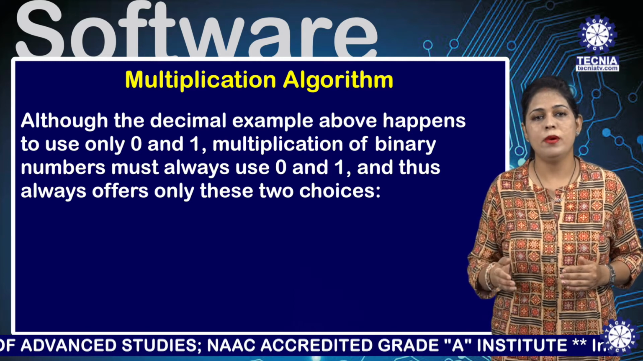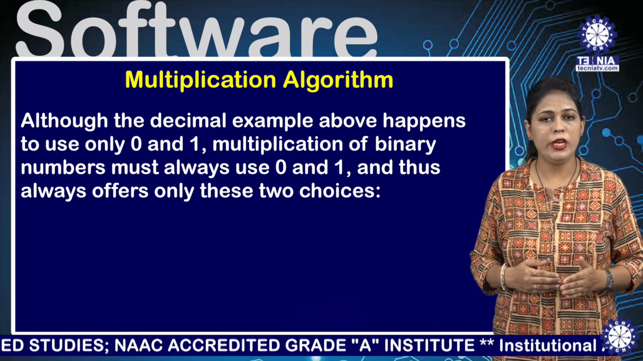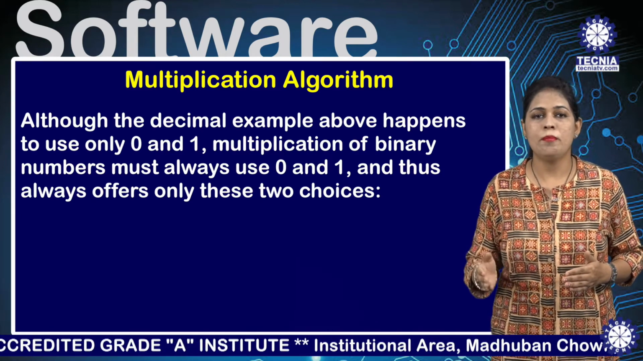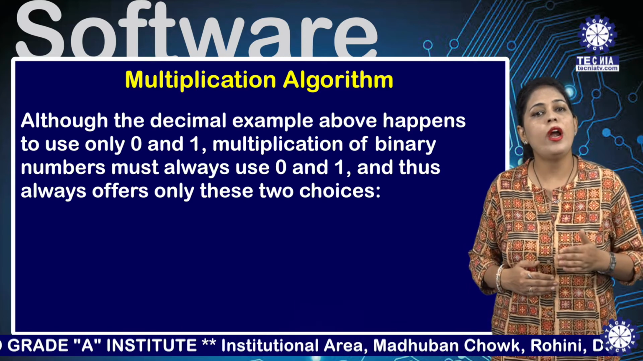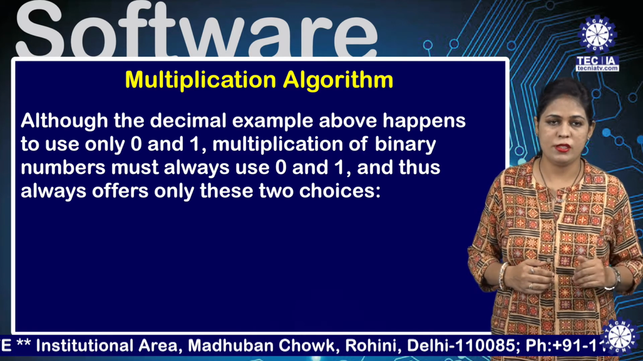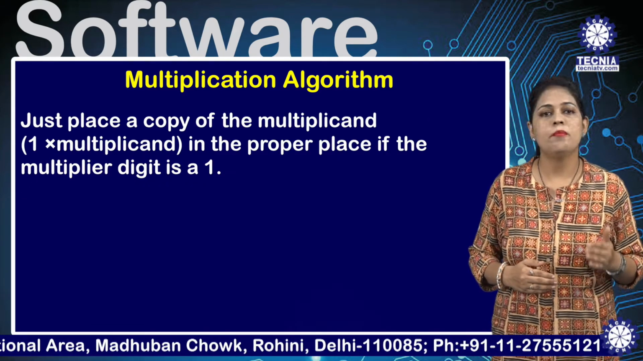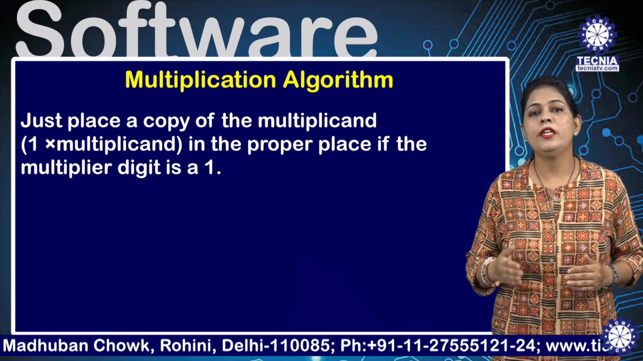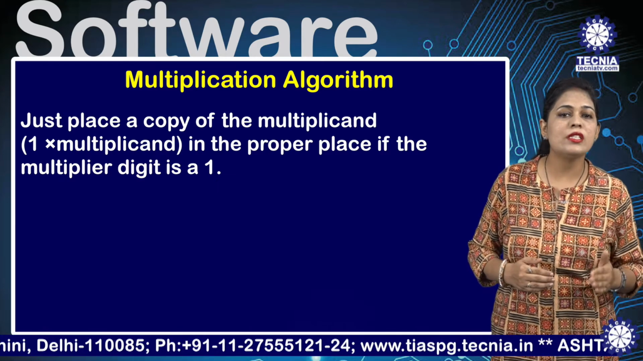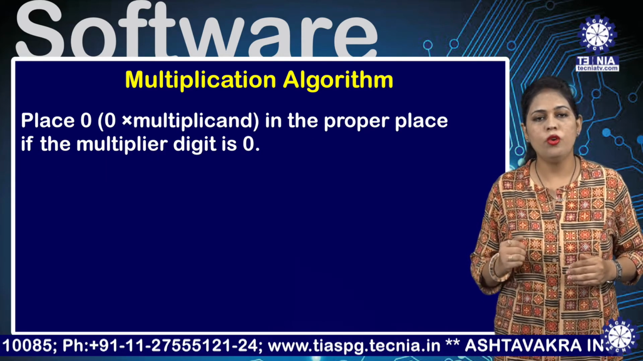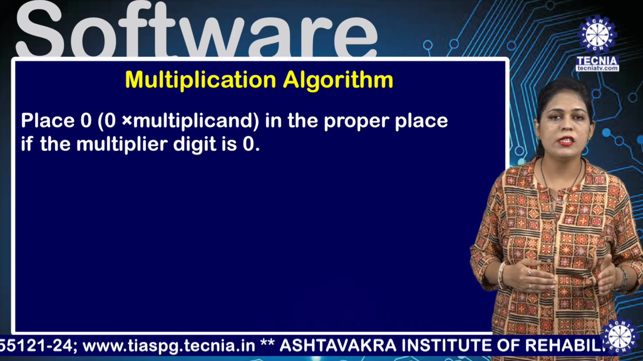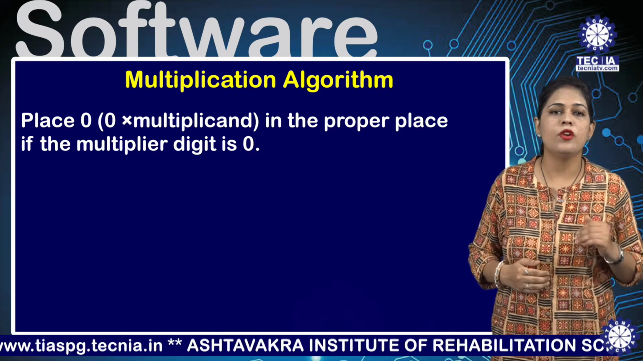Although the decimal examples above happen to use only 0 and 1, multiplication of binary numbers must always use 0 and 1, and thus always offers only these two choices. Just place a copy of the multiplicand in the proper place if the multiplier digit is a 1. Place 0 in the proper place if the multiplier digit is 0.